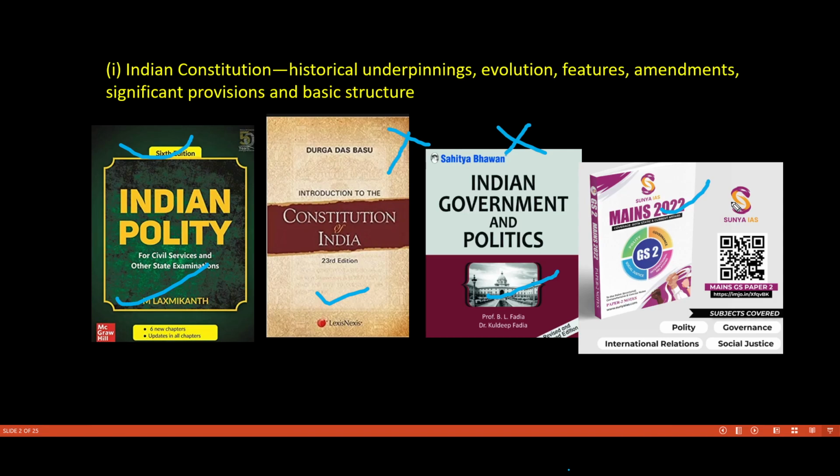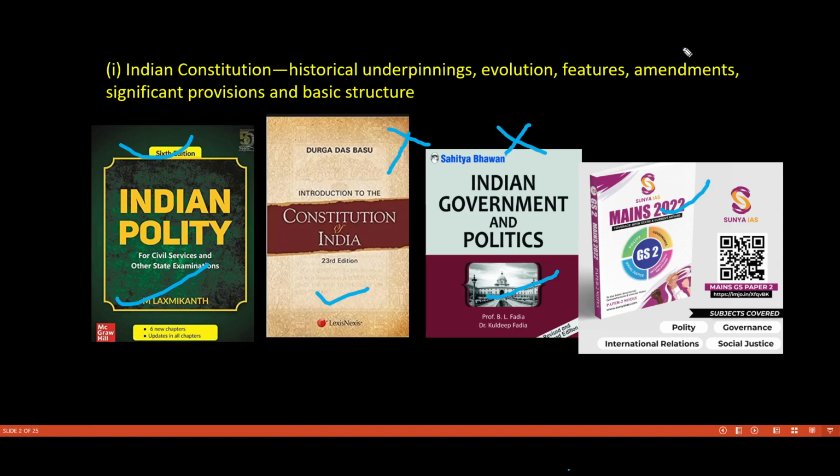I really find the GS2 book very nice. The GS2 Sunya book is a very good book. Okay, so when you have read and made your concepts, then finally you can put them into structure with Sunya's books. If you are working for 1 or 2 years on the mains syllabus, anything you do to shorten it will end up looking like Sunya's mains notes.